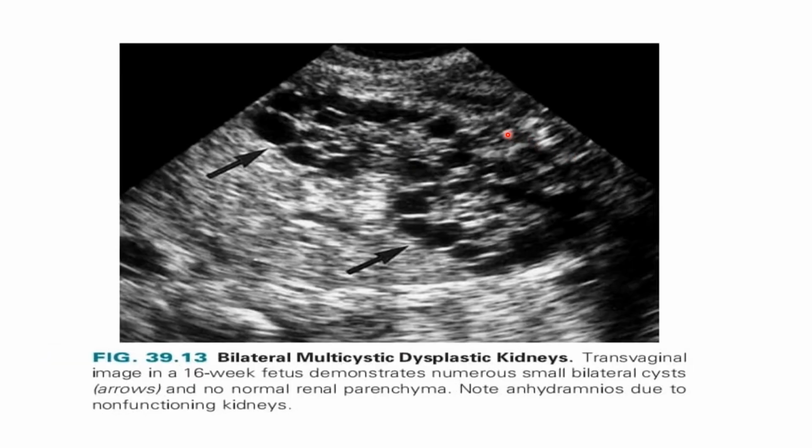This is the rare case of bilateral multicystic kidney disease, which occurs in 20% of the cases. On transvaginal image, we can see both kidneys are enlarged in size with multiple cysts, and there is no renal parenchyma left. The whole of the kidneys is filled with multiple macrocysts.